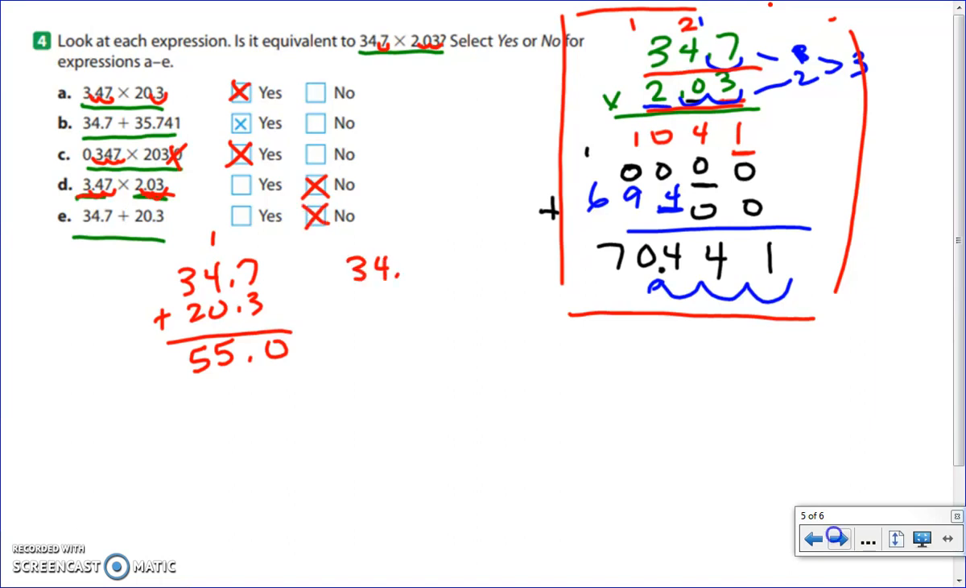And then 34 and 7/10 plus 35 and 741. 1, 4. So we're on the right track. 4, 0, 7. Boom, that one did add up to the correct answer. So there we go. Make sure when you're adding, you are keeping the decimal aligned in the right spot.